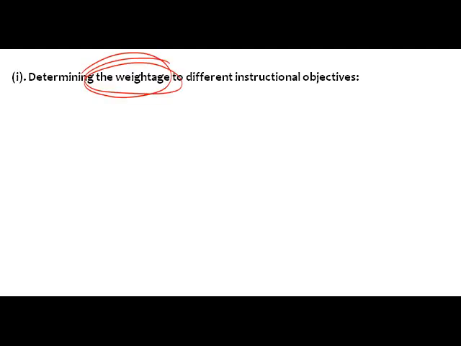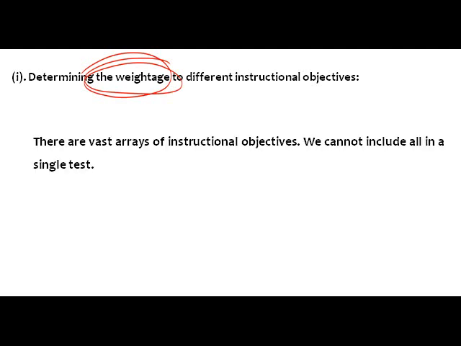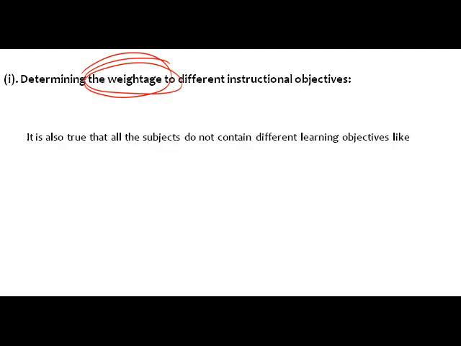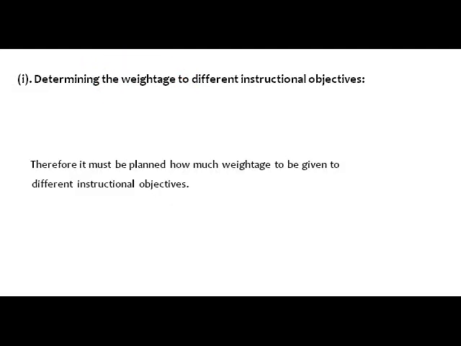Determining the weightage to different instructional objectives. There are vast arrays of instructional objectives. We cannot include all in a single test. In a written test we cannot measure the psychomotor domain and affective domain. It is also true that all the subjects do not contain different learning objectives like knowledge, understanding, application and skill in equal proportion. Therefore it must be planned how much weight to be given to different instructional objectives.